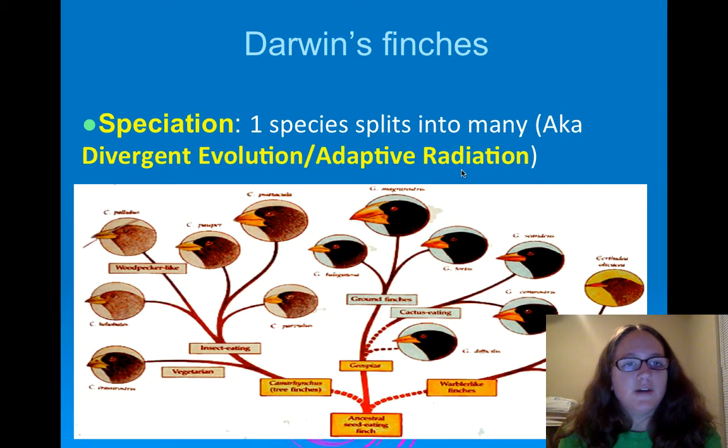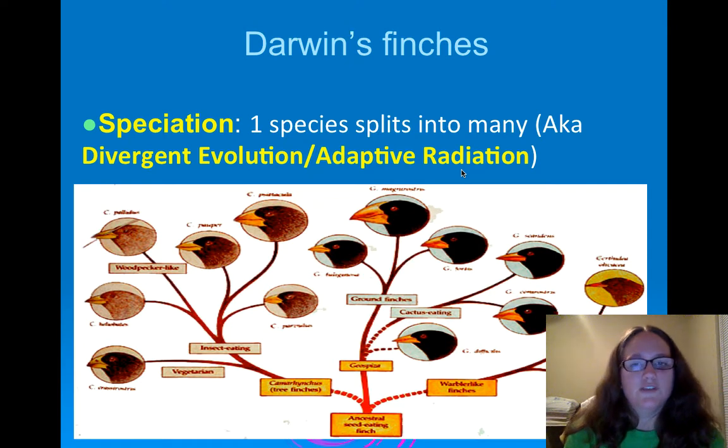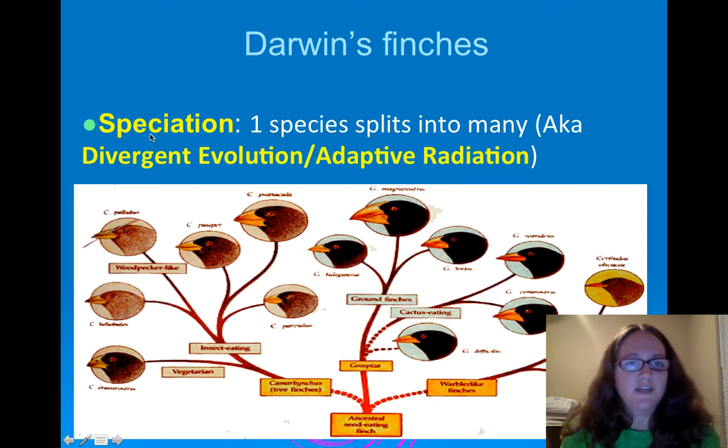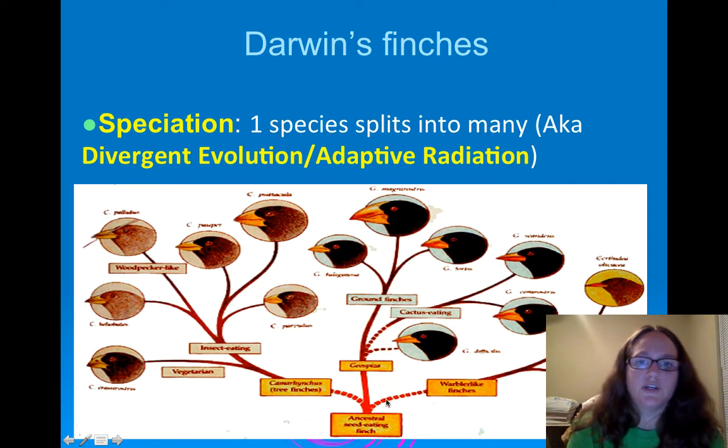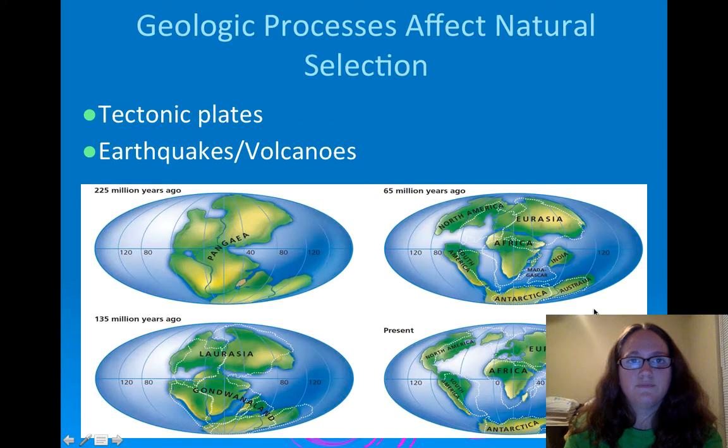So what we're talking about here is speciation. One species splits into many, so that one species of finch led to the 13. It's also really important that you understand that this is what divergent evolution and adaptive radiation are. So these terms can be interchangeable. Speciation is the same thing as divergent evolution, which is the same thing as adaptive radiation. And usually the way you'll see this in a diagram is you have one organism and it's branching off into a bunch of different species. And that's how evolution is occurring.